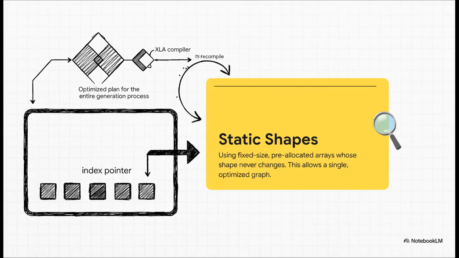This approach gives the compiler what it loves most: static shapes. The size of the array never changes. You just keep track of an index to know where to write the next token's data. For XLA, this is a dream come true. No more recompiling. It can build one single, highly optimized plan for the entire generation process and just execute it.